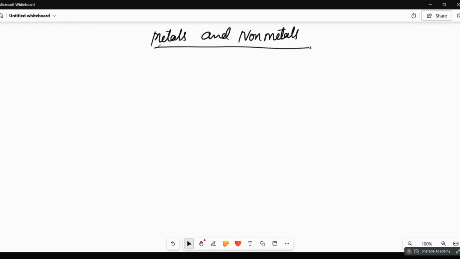Bromine is a liquid non-metal. Okay, liquid non-metal. But there will be exceptions. For example, graphite is there. Graphite is made up of carbon. Carbon is a non-metal, but graphite is a good conductor of electricity.